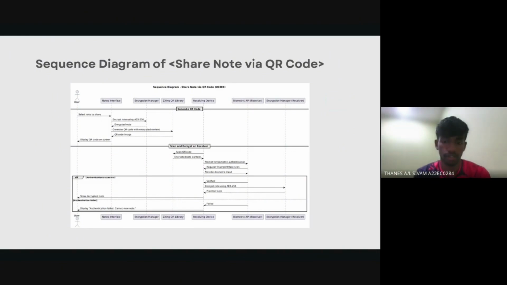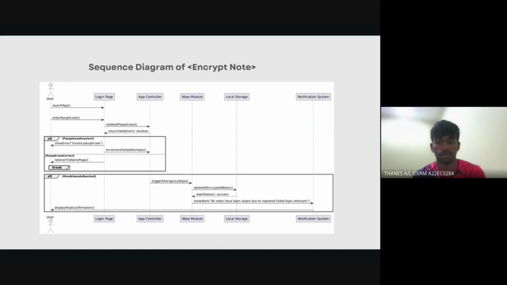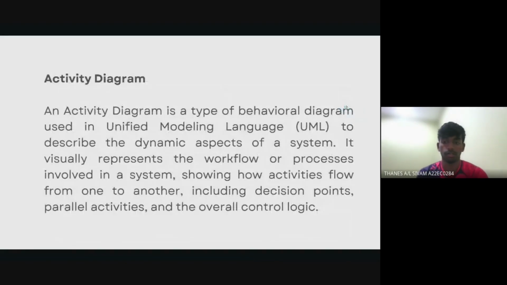This is to share node via QR code. And this sequence diagram is to trigger emergency wipe. This is the sequence diagram of encrypt node. And this is for decrypt node. Next, we are going to look at the activity diagram.